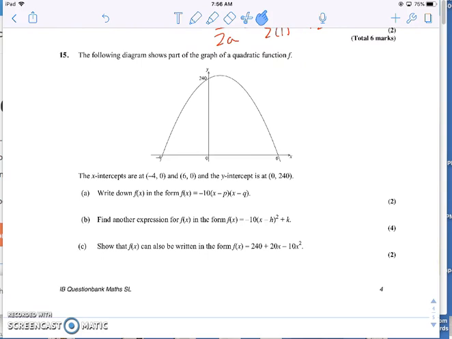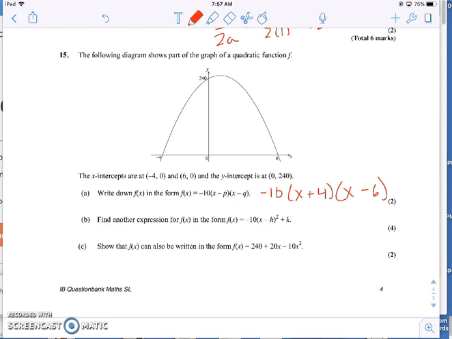And number 15, the following diagram shows part of the graph of a quadratic. So we're given the intercepts and the y-intercept. Write down in the form negative 10 times x minus p times x minus q. Well, p and q are just the intercepts, so this would be negative 10 times x plus 4 times x minus 6.